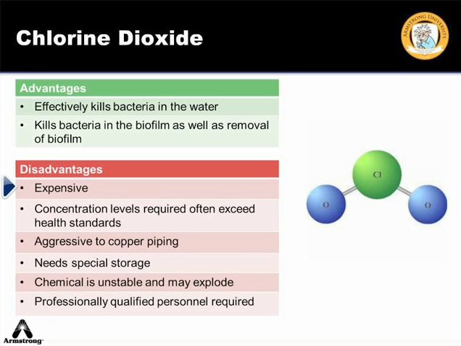Disadvantages are it's expensive. Concentration levels required often exceed health standards, which is a health and safety issue. It's aggressive to copper piping. It needs special storage since it is a hazardous material. The chemicals, potassium chlorate and hydrochloric acid, are unstable and may explode, and professionally qualified personnel are required.